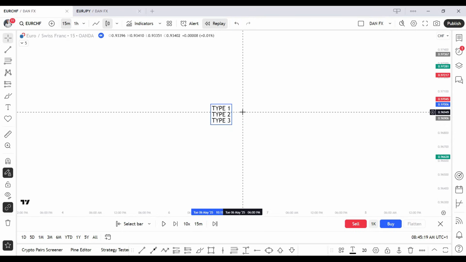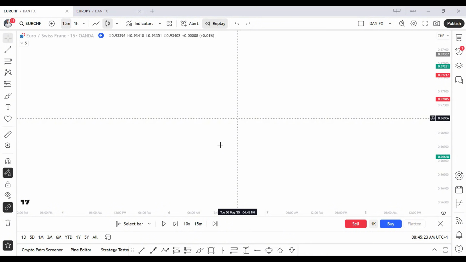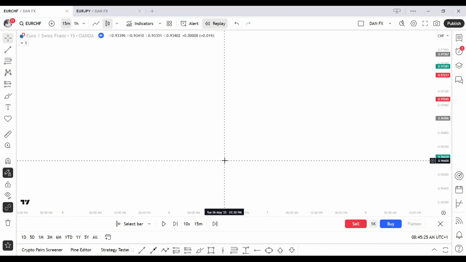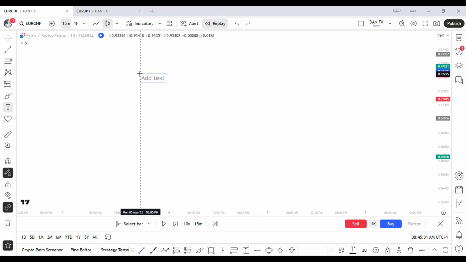So let's get into type 1. What exactly is the type 1 pattern? What does it look like? How does it work? The type 1 London pattern is basically your typical AMD pattern. If you're not familiar, AMD basically means accumulation, manipulation, distribution.